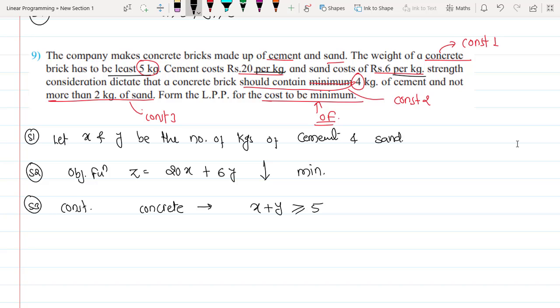The next constraint is on this, see here, minimum. The strength consideration dictated that the concrete brick should contain minimum 4 kg of cement. So cement is nothing but minimum 4 kg, so x is greater than or equal to 4, and not more than 2 kg of sand. So y should be what? Not more than means maximum 2 kg, it is less than or equal to 2, but it cannot be negative. Of course, kg of sand cannot be negative, so we get 0 less than or equal to y less than or equal to 2. This is what you get as the constraint on the cement and sand.